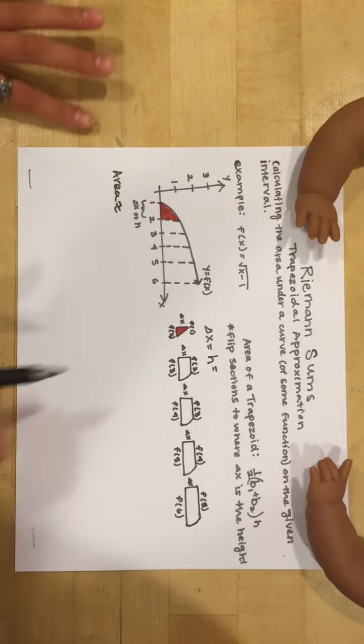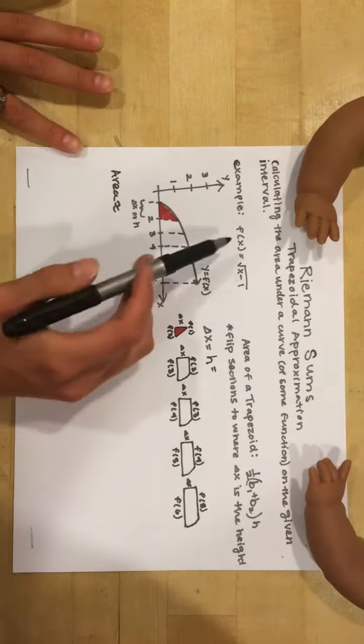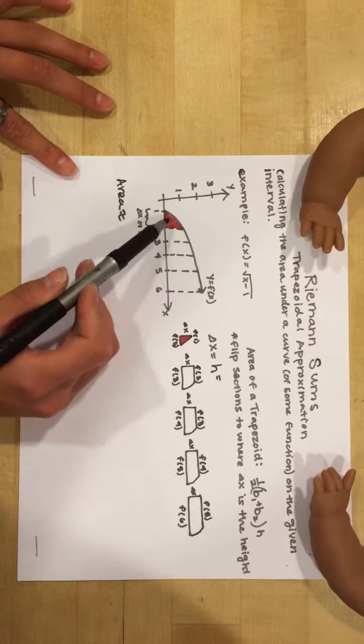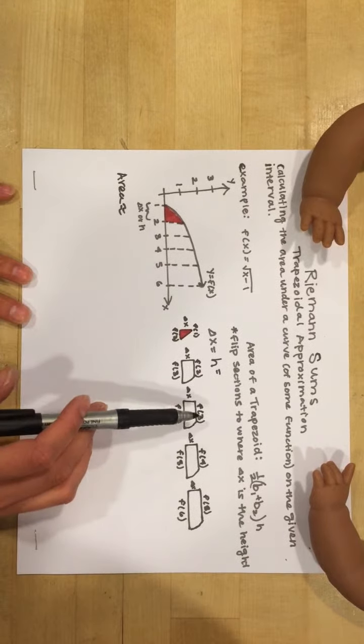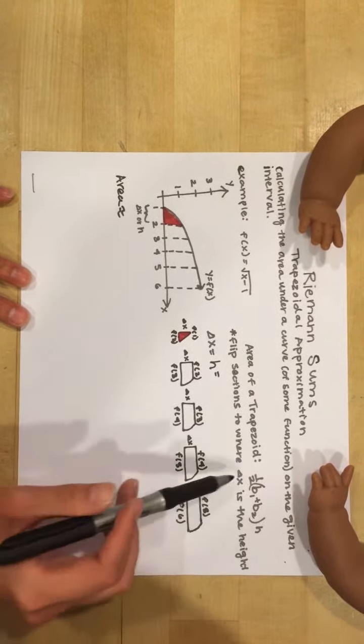So this problem here is f of x is equal to the square root of x minus 1, given by this function right here. And we know in general that to find the area of a trapezoid, we're going to do 1/2 base 1 plus base 2 times height. So what you're going to do is flip the page around so that f of 1 right here and f of 2 are going to be the bases of your trapezoid, as you can see here.